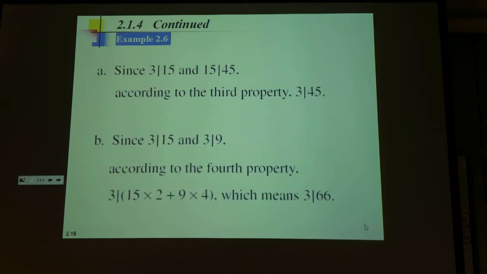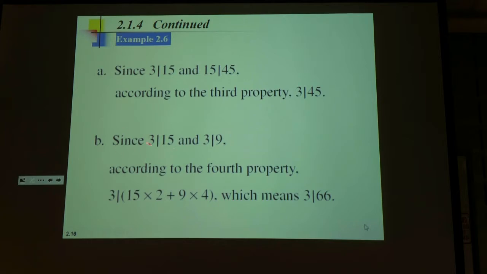For property 8, we say 3 divides 15 and 15 divides 45. So that means 3 divides 45. We said if A divides B and B divides 45, then A divides C. So 3 will divide 45.